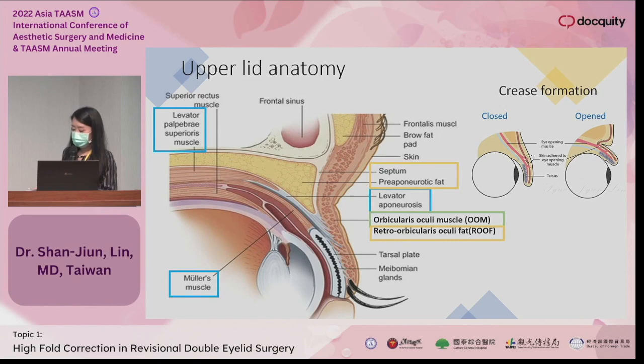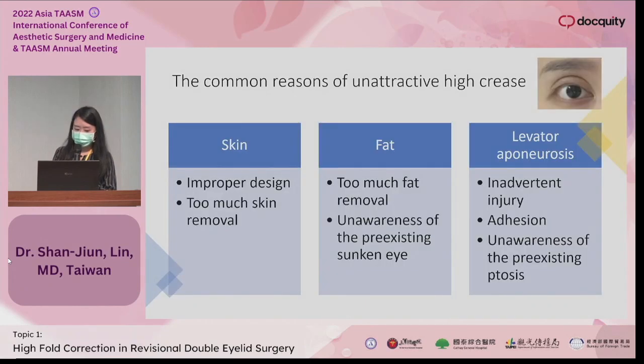The common reasons of unattractive high crease include: the first one is skin, like improper design of skin or too much skin removal. The second one is fat, too much fat removal or unawareness of the pre-existing sunken eye. The third is levator aponeurosis, like inadvertent injury, adhesion or unawareness of the pre-existing ptosis.